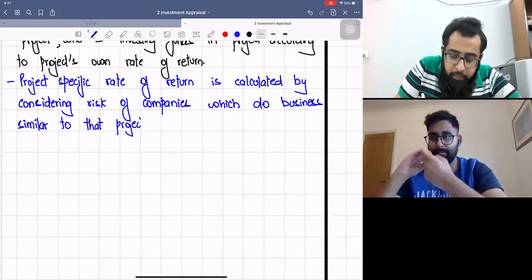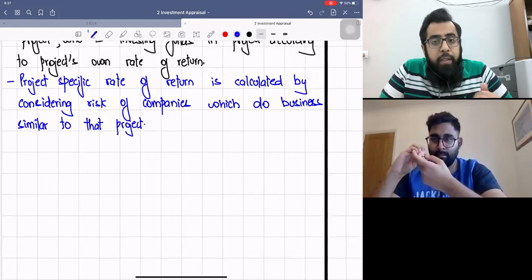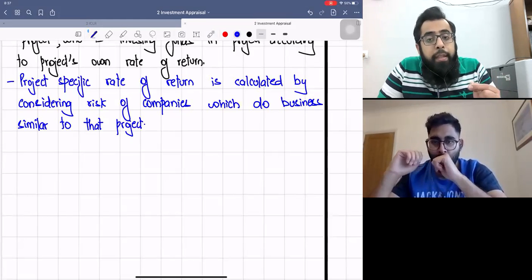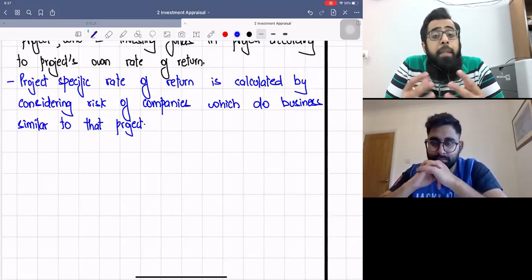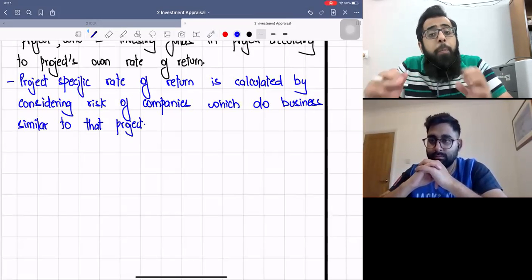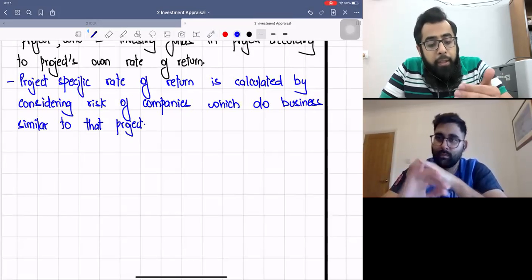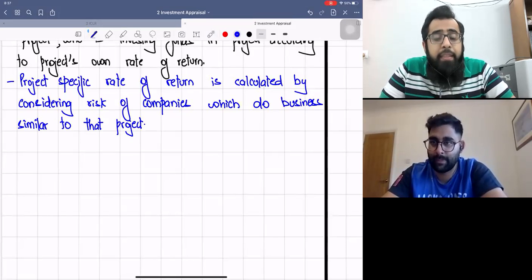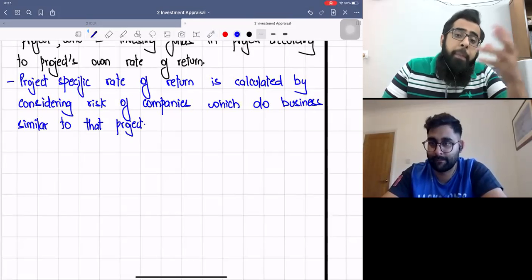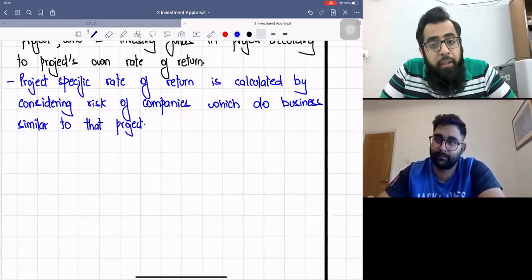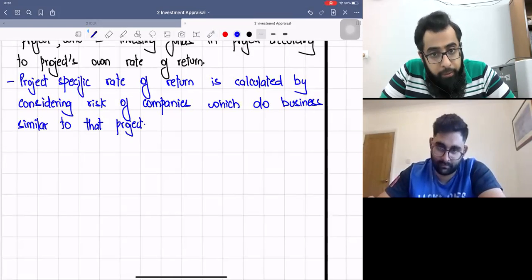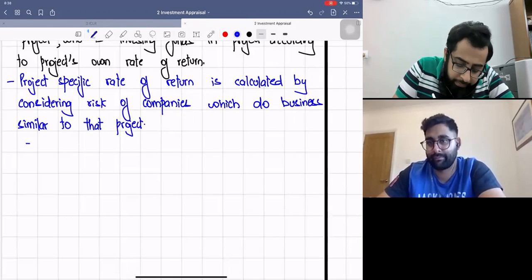So what will be the process? We will first of all calculate the beta asset, the risk responsiveness, the business risk of the companies which are operating in that industry. And through that beta asset, the business risk of the companies operating in that industry, we will calculate the expected rate of return of the project. Okay. Beta asset.